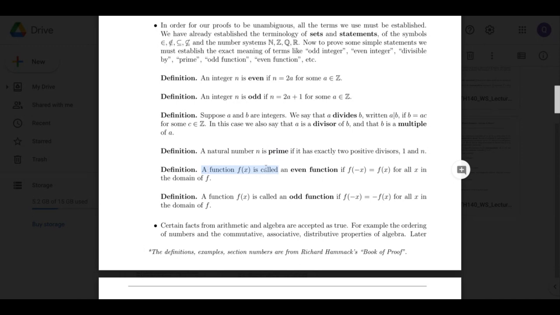A function is called an even function if f of negative x equals f of x. Think about f of x equals x squared. That's an even function, right? Because negative x squared is also x squared.